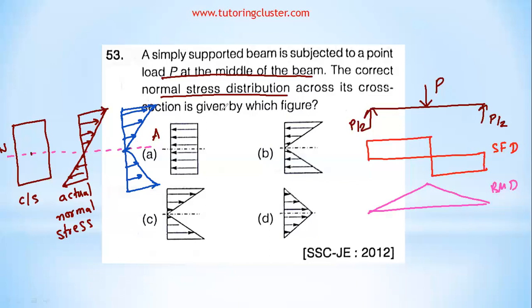Okay, so they have asked you which figure is showing normal stress distribution. Okay, so it will be option number C. Correct answer will be option number C. Okay, next let us see question number 53.